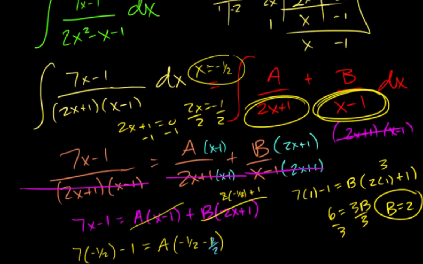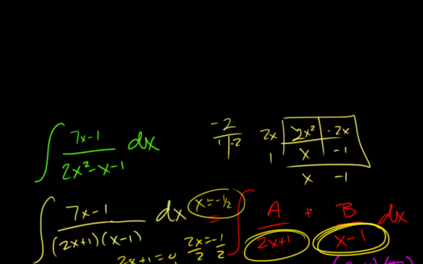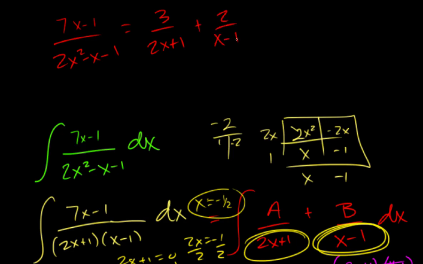So we can come back up here and rewrite this. So we're going to get 7x minus 1 over 2x squared minus x minus 1 is equal to, plug in 3 for a, 2 for b, and then we can integrate both sides.